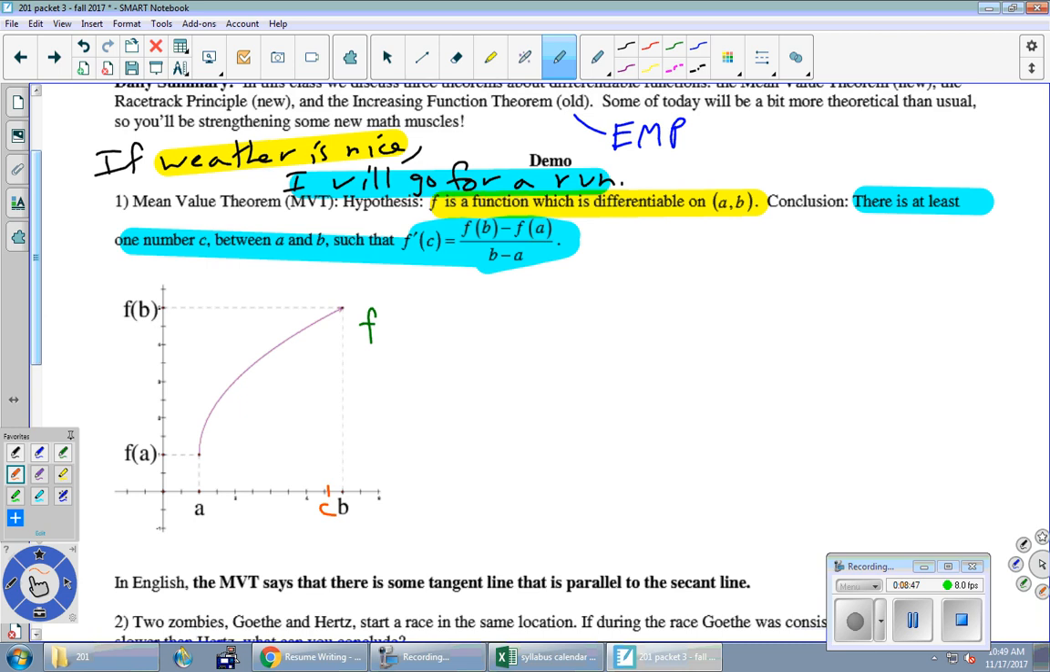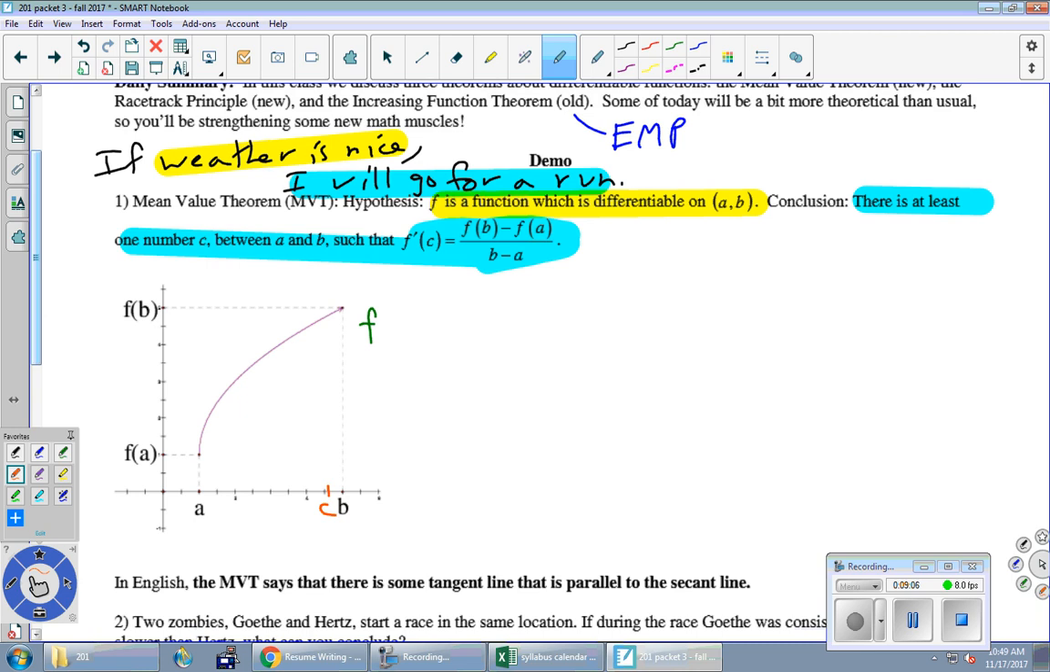I don't know where it is yet, but just to be concrete, there is some c between a and b so that the derivative at c, okay, that's a geometrical thing. What does that represent geometrically? What about the tangent line? What is f prime of c? What characteristic of the tangent line? It's the slope of the tangent line, right?